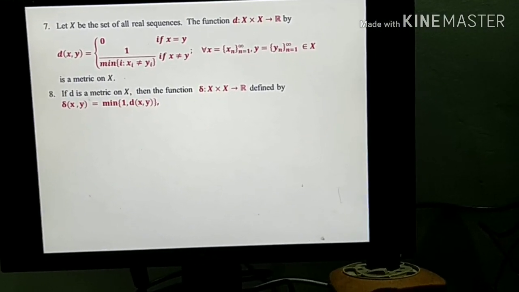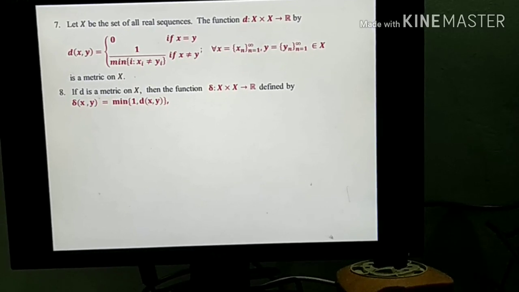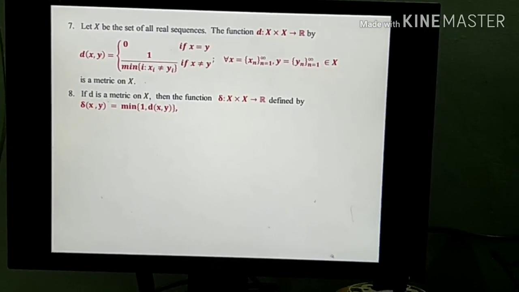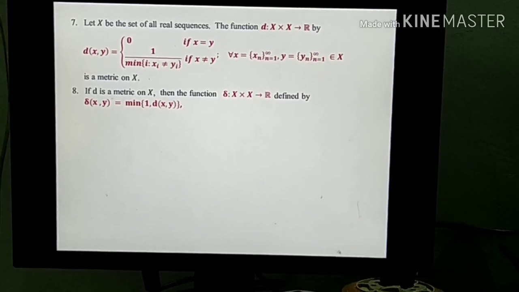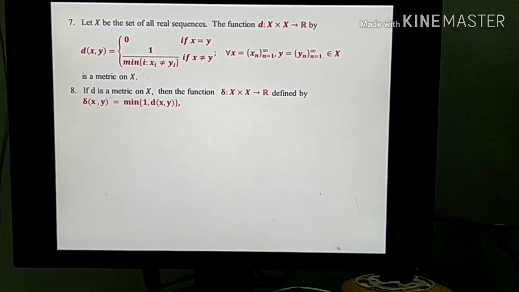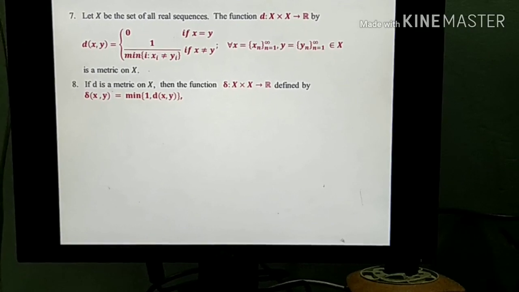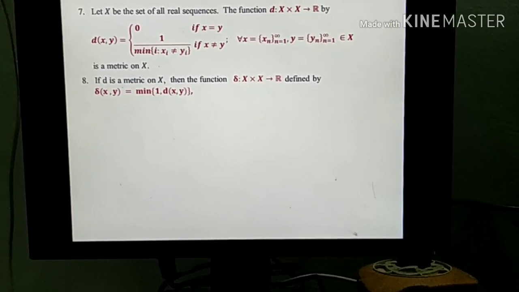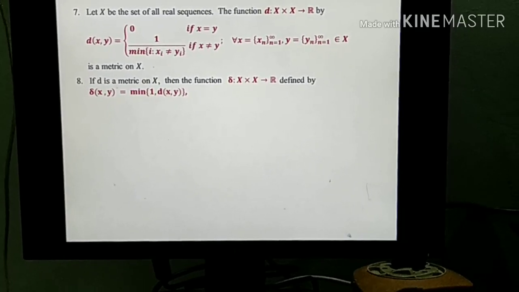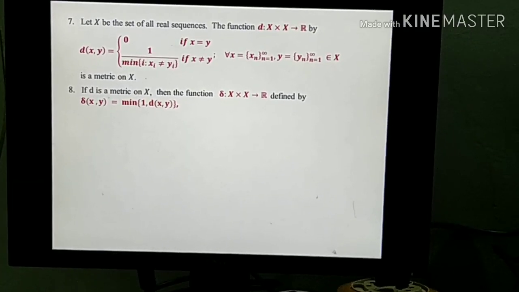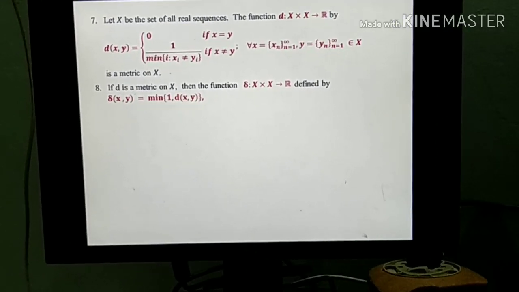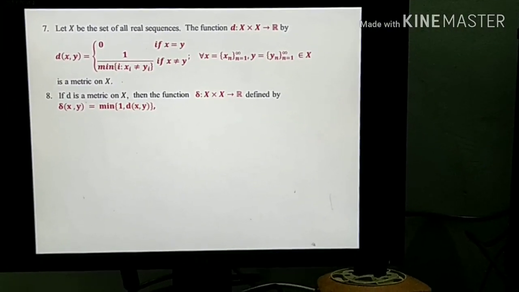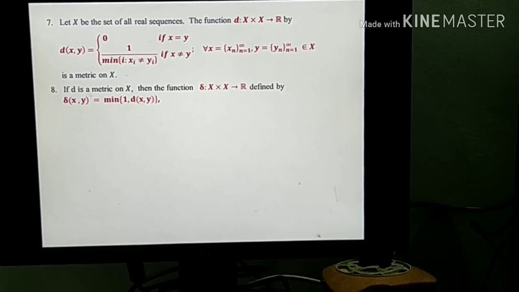For the third property, if I take any two elements x and y of X, then delta xy is equal to minimum of 1 and dxy. But d is a metric on X, so this dxy can be replaced by dyx also. Therefore it equals minimum of 1 and dyx. But the minimum of 1 and dyx itself is equal to delta yx, and therefore delta xy is equal to delta yx for all x, y belonging to X. And hence the third, symmetry property is satisfied by delta.